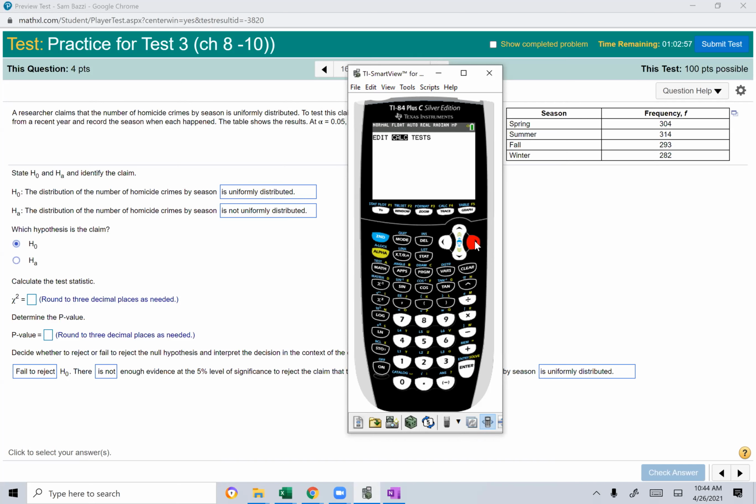And then you go stat. So this is the word uniform. That's the hint, if you see the word uniform. And then you go to goodness of fit test. L1, L2, degrees of freedom. Degrees of freedom, guys, for goodness of fit test is number of categories minus 1. Here's how I count them. Spring is 1, summer is 2, fall is 3, winter is 4, 4 minus 1 is 3. And hit calculate.